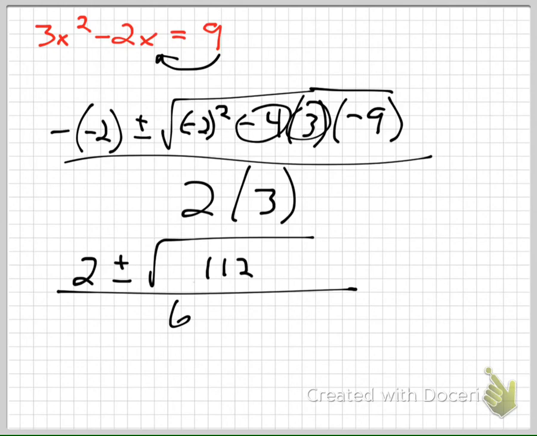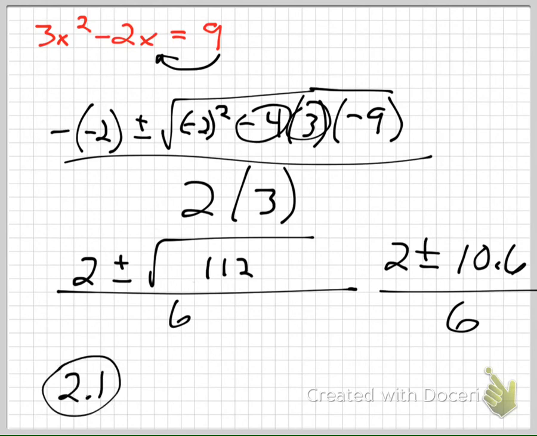Awesome. What is the square root of 112? It's ugly. What is it? 10.58, so 10.6, right? So 2 plus or minus 10.6 over 6. 2 plus 10.6 is 12.6. What's 12.6 divided by 6? 2.1 is one of them. And then 2 minus 10.6 is negative 8.6. Negative 8.6 divided by 6 is?